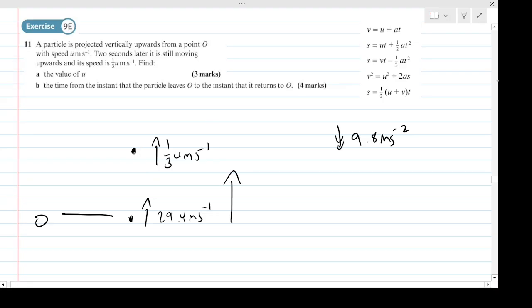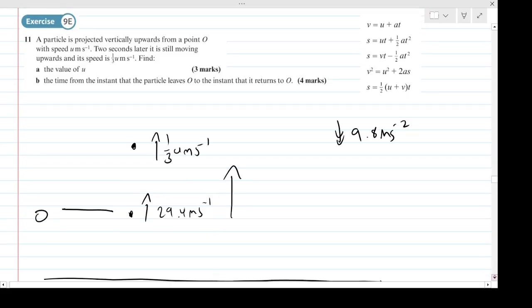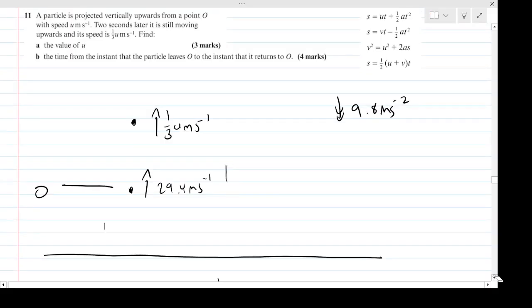Then for part B, it says to find the time from the instant the particle leaves O, so again this point here, when it moves up from O, to the instant that it returns to O. It's going to move up, but then eventually it will move up no more, and then it will come back down. We want to find the time when it comes back down. So what time does it return back to the level O?